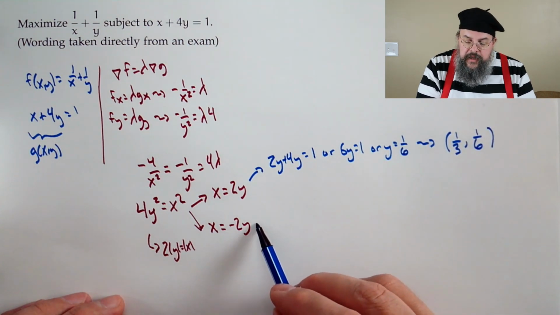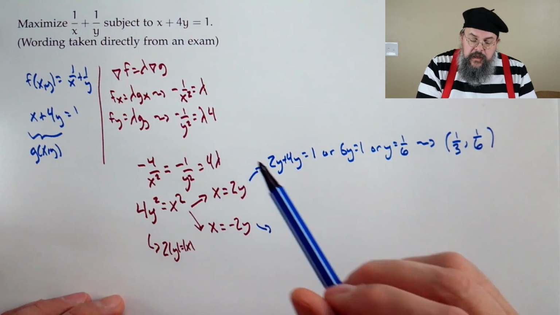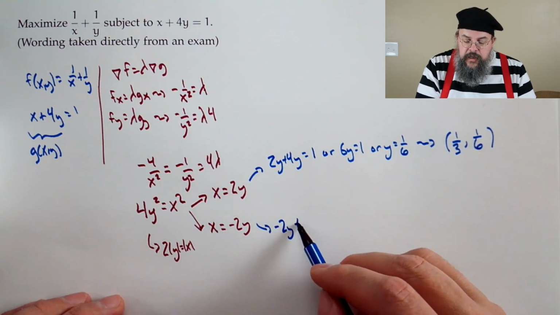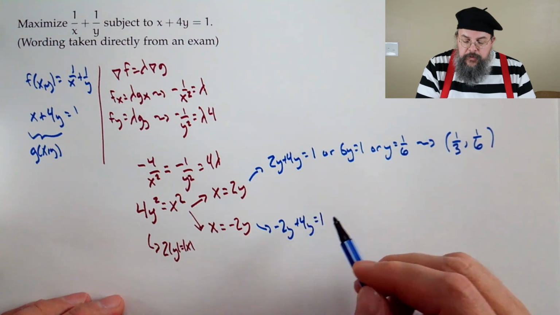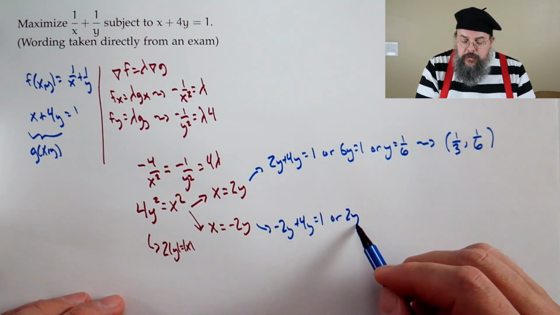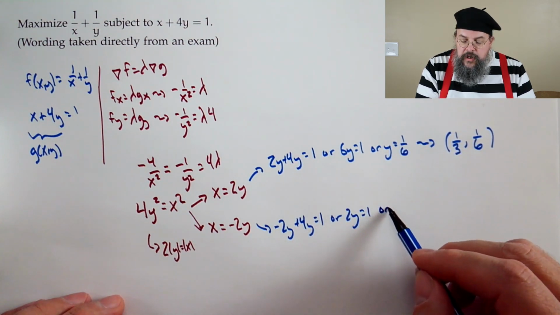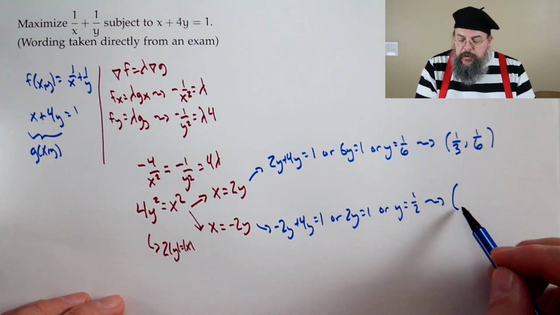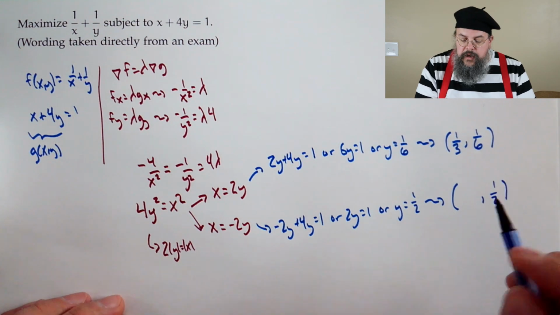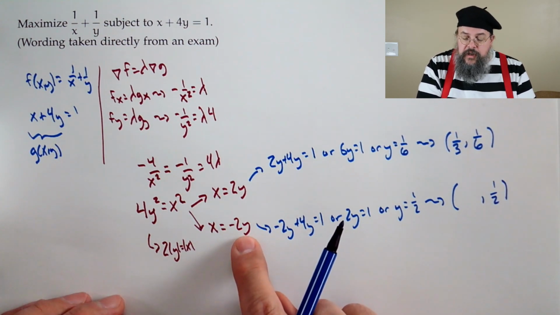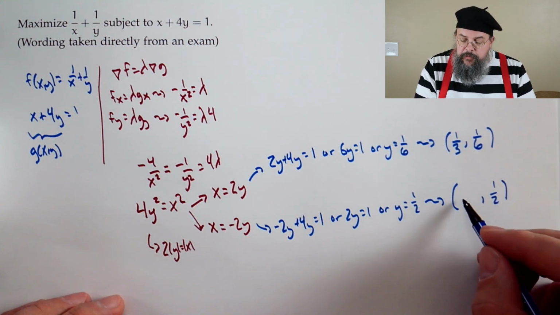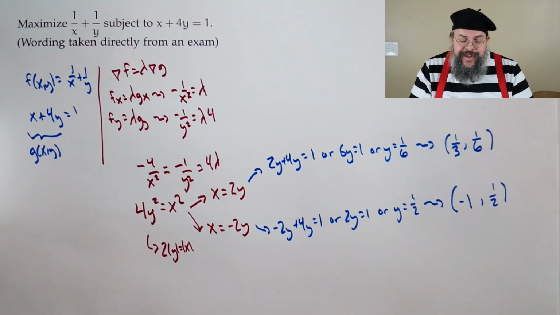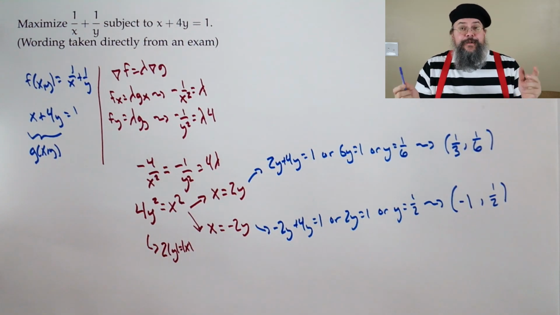Now, if x equals minus 2y, okay, well, what happens? We get minus 2y plus 4y equals 1, or 2y equals 1, or y equals a half. Okay, plug that in. Well, x is minus 2 times a half, which makes that minus 1. All right, fantastic.